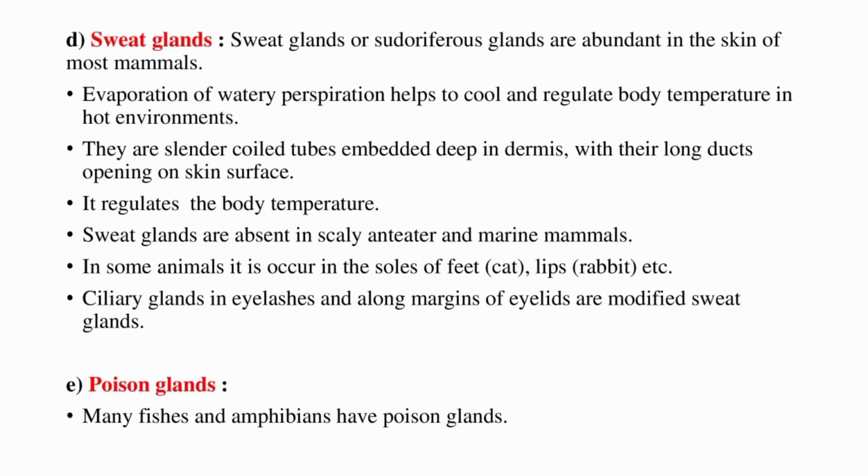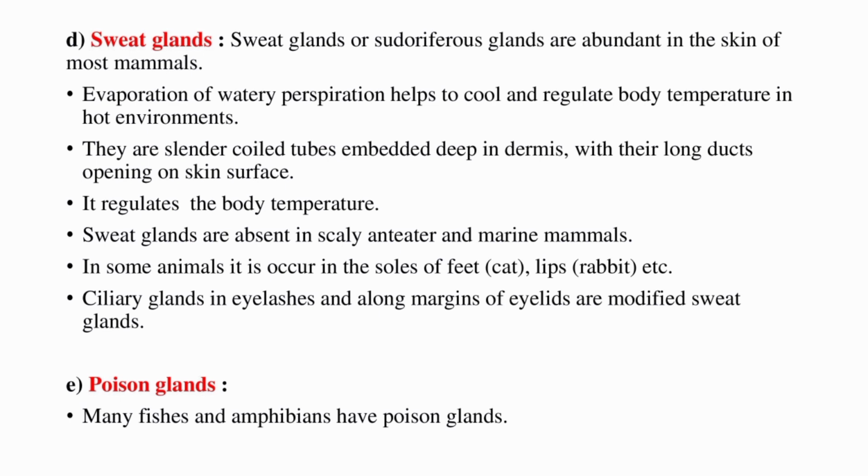Sweat glands. Sweat glands, or sudoriferous glands, are abundant in the skin of most mammals. Evaporation of watery perspiration helps to cool and regulate body temperature in hot environments. They are slender, coiled tubes embedded deep in dermis with their long ducts opening on skin surface. It regulates the body temperature.